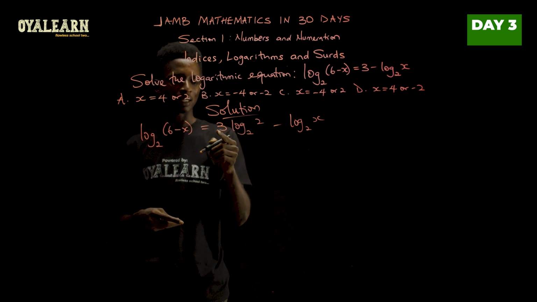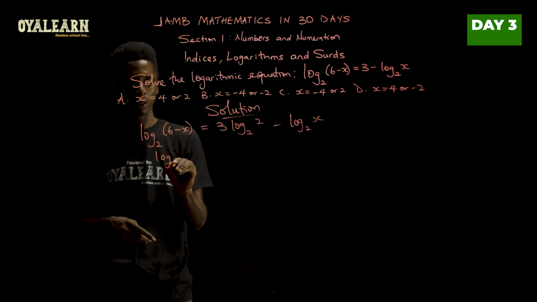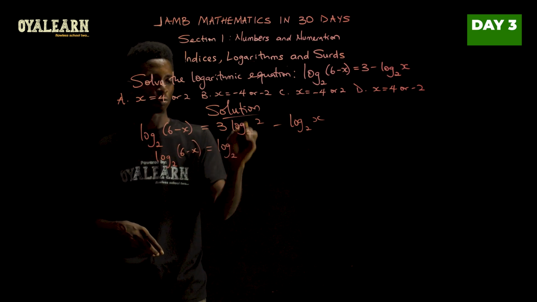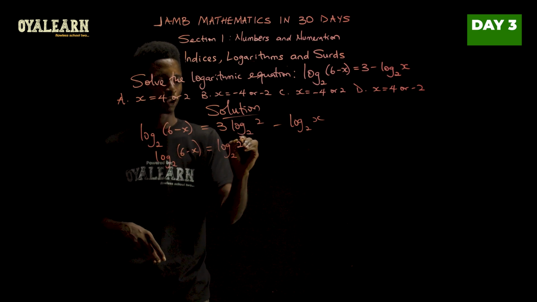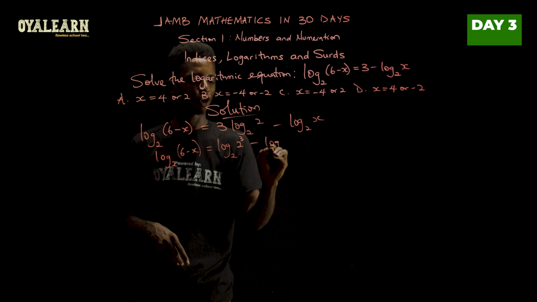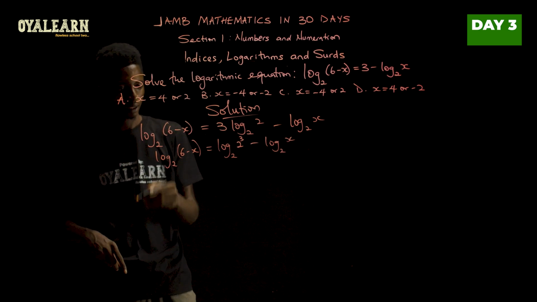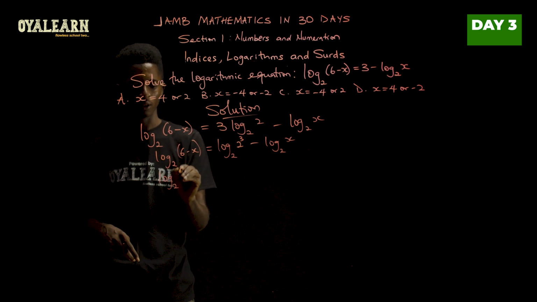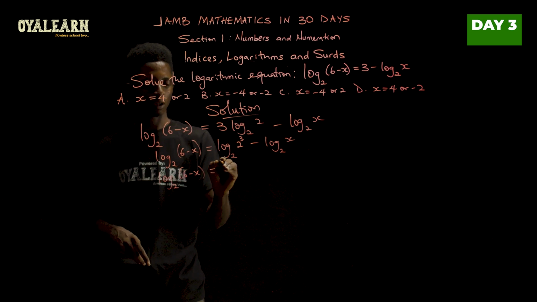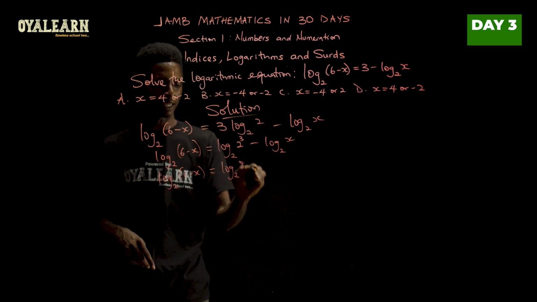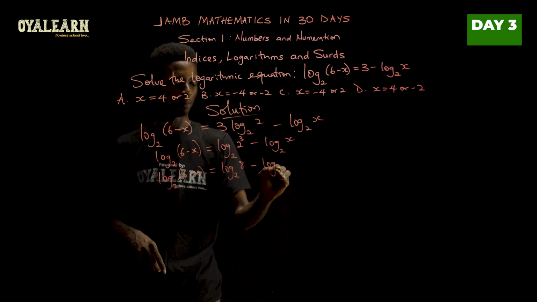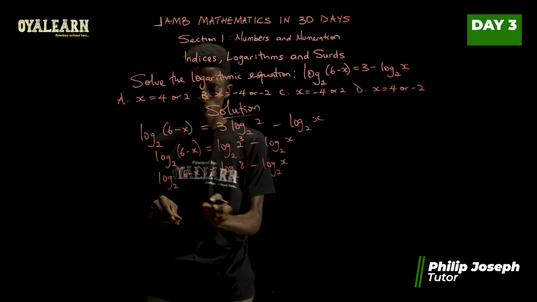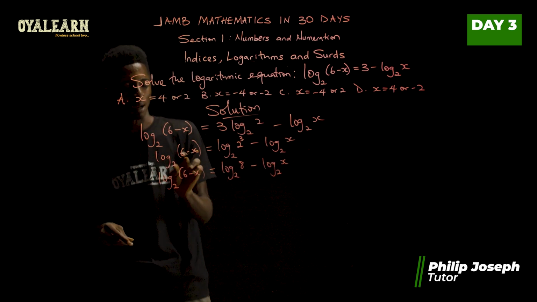Now applying law of logarithm at this point, we would have log base 2 of (6 minus x) equals log base 2 of 2 cubed minus log base 2 of x. Now from here, we can then have log base 2 of (6 minus x) equals log base 2 of 8 minus log base 2 of x. So what we have to do now is collect like terms. So since we have x here, we have to bring this other part here now.